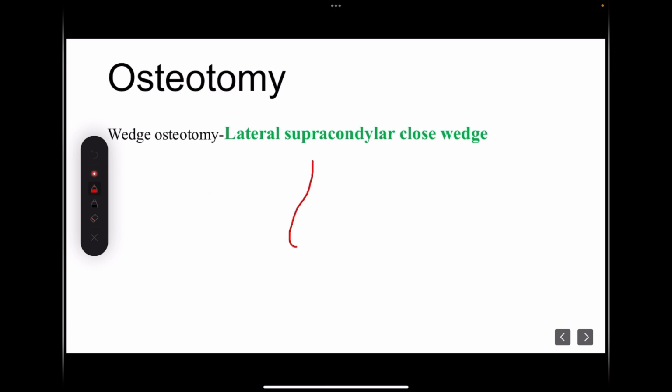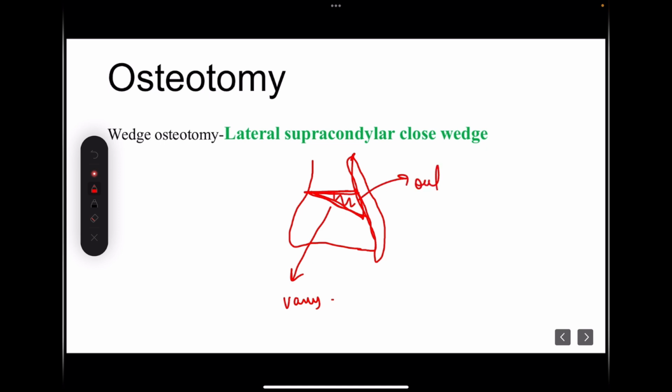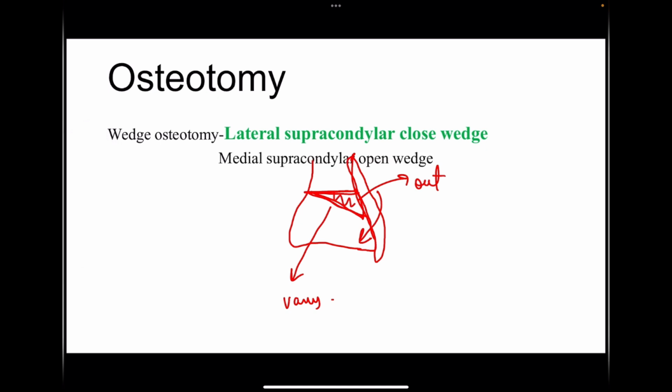So if this is the affected part, and if this is going in varus, so if the joint is going in varus, this part would be formed more. So either you have to do lateral closing wedge, you have to take this wedge out and close it so that the varus gets corrected, or you have to do what? Medial open wedge. So the names of the osteotomies are lateral supracondylar closed wedge osteotomy or medial supracondylar open wedge osteotomy.